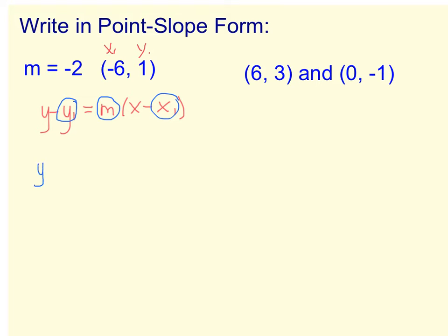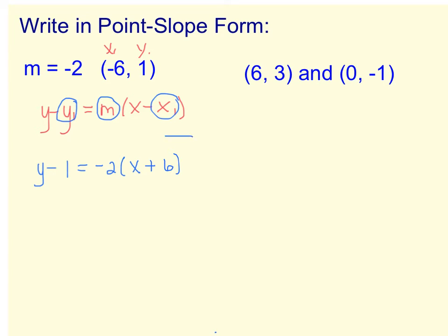So we're going to do y minus, and then the y1 up there we can see is this 1, so we're going to plug that in, equals, our slope is -2, parentheses, x minus, and then this x1 you see is a -6. So we're subtracting a -6. Anytime you subtract a negative, we can go ahead and make that addition. So we'll say plus 6.